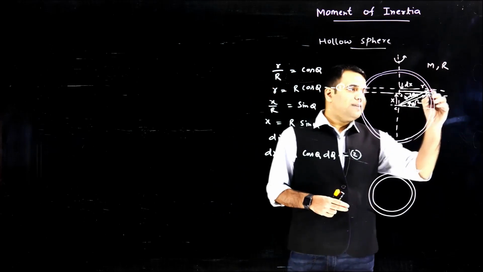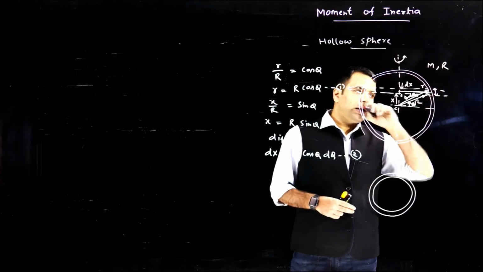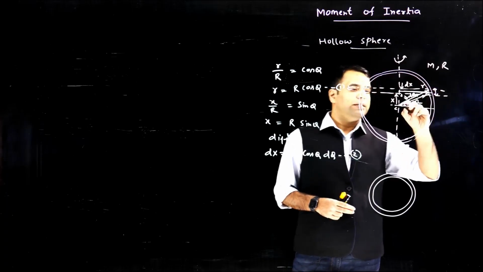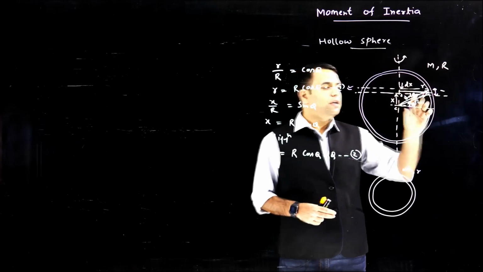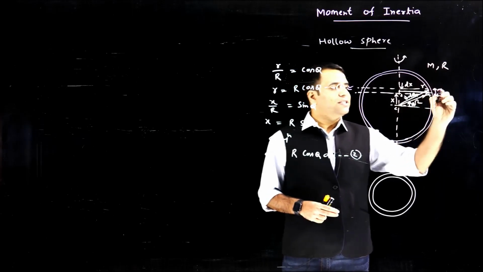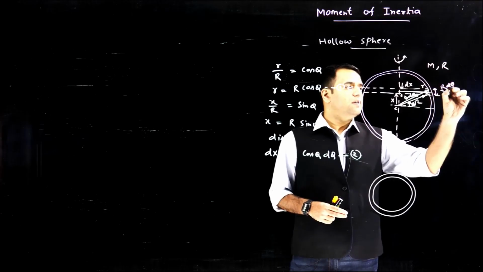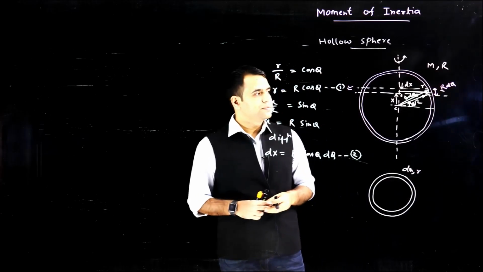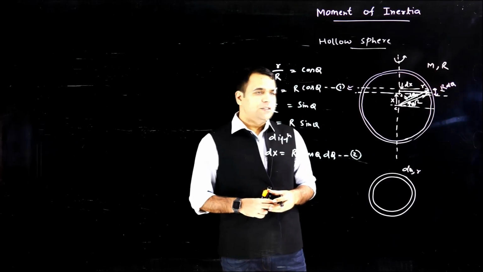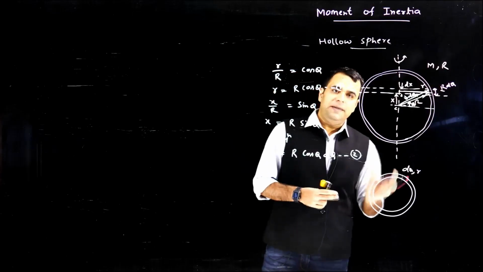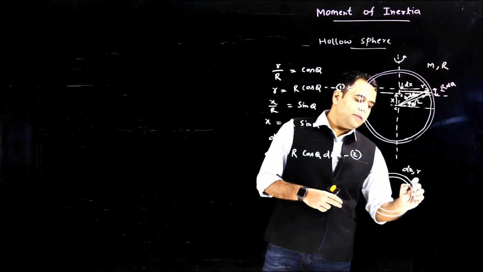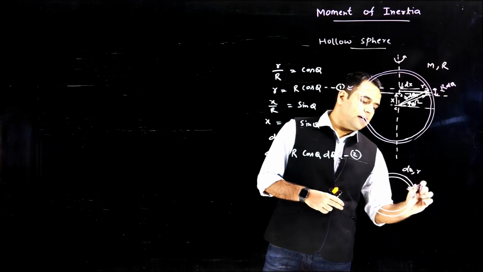Now to calculate the mass, I need this thickness. You see, this width is d theta, and this is the radius r. So this thickness will be equal to r d theta. Okay, so this is my element. It is my circular element, and for this circular element, the thickness is r d theta.